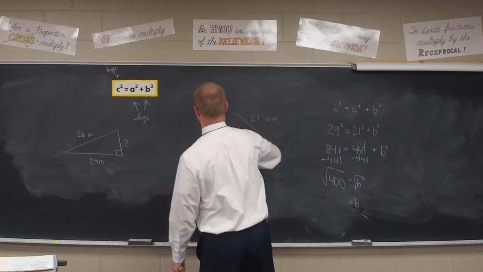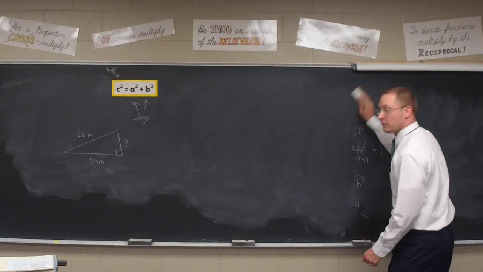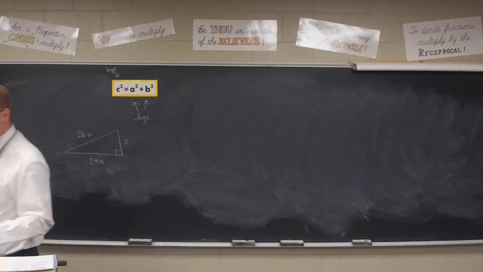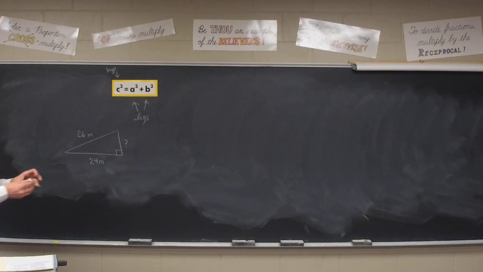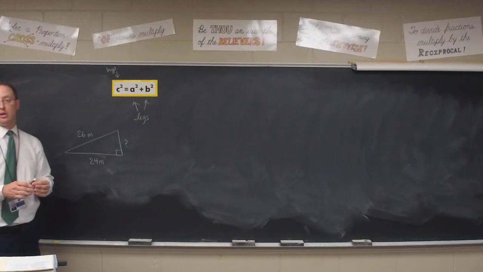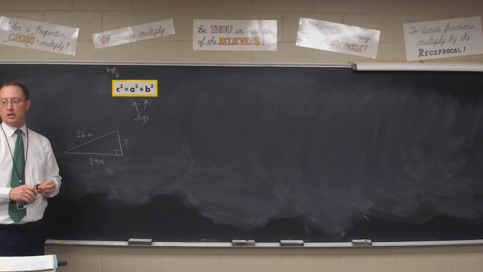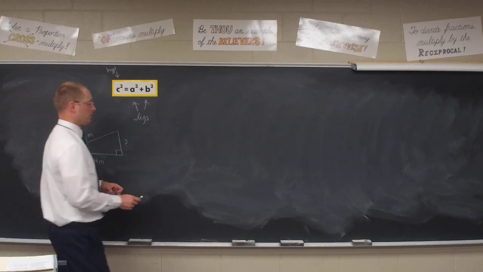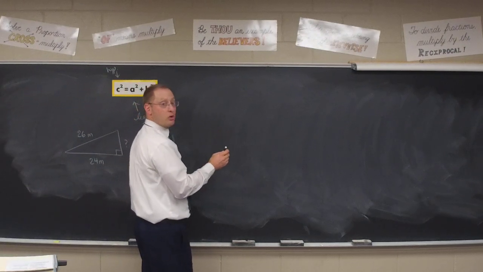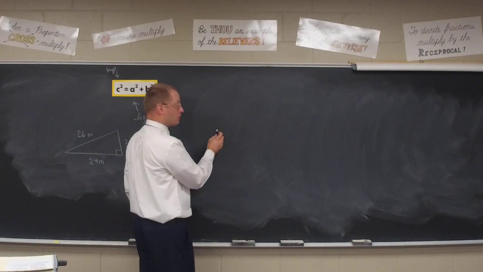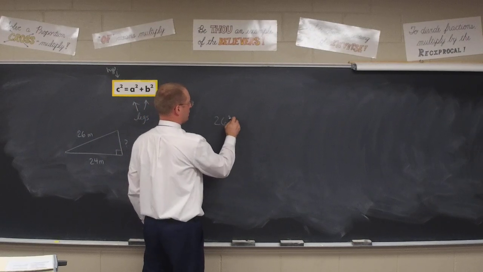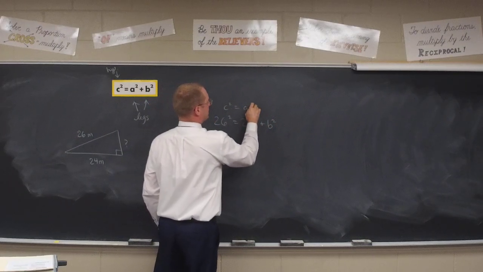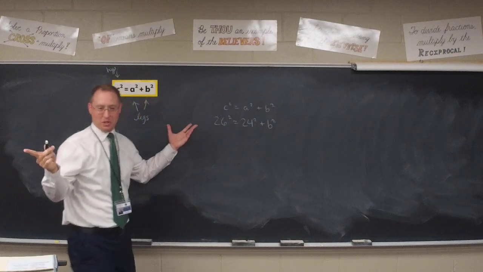Nice, neat, careful, showing your work, showing every step. What do I write first, Griffin? Okay, there we go. 26 squared equals 24 squared plus B squared. Well, I was going to say C squared equals A squared plus B squared, but you went ahead and did the plug-in, which was the next step.